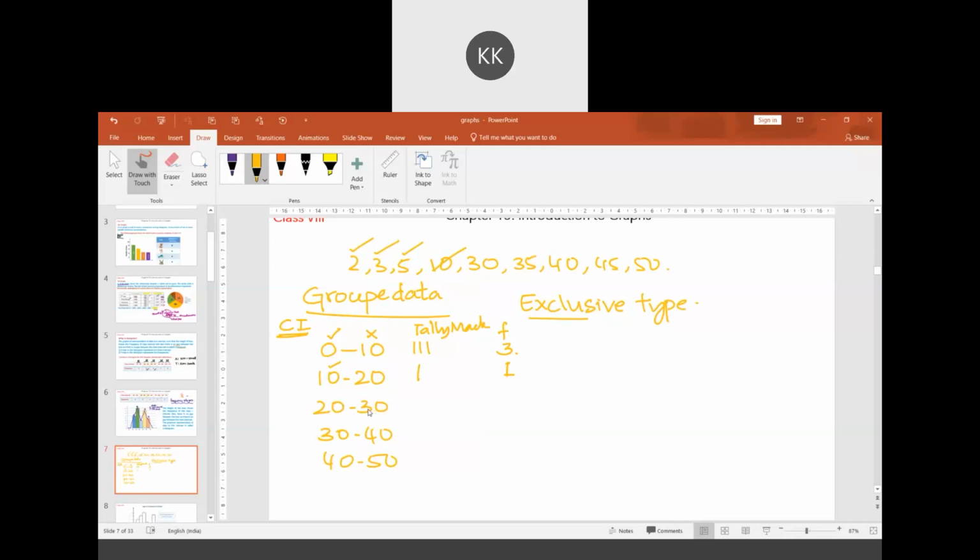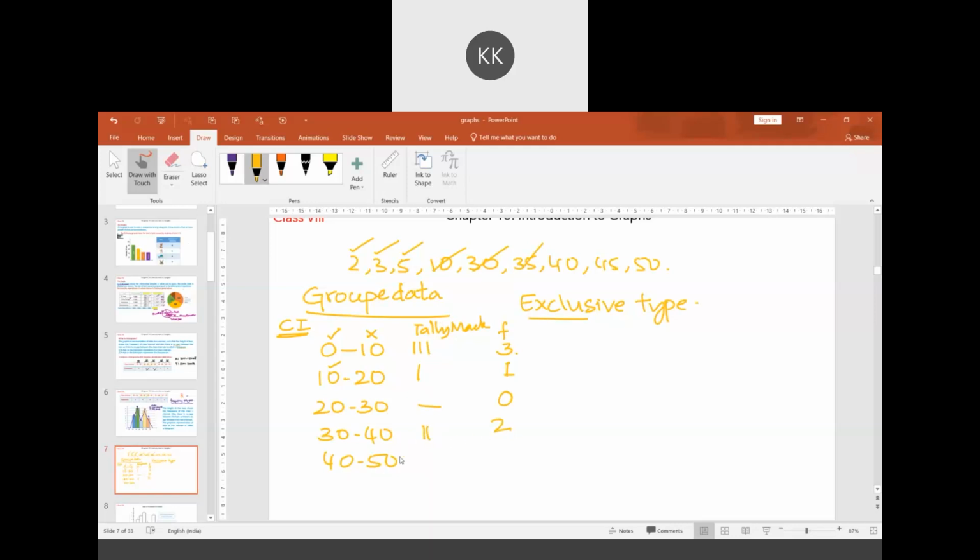20 to 30. Now tell me, is there any number here between 20 to 30? No, sir. So there is no number. Between 30 to 40, how many are there? Two numbers, sir. There is only one. No, there are two. 30 and 35. There are two.